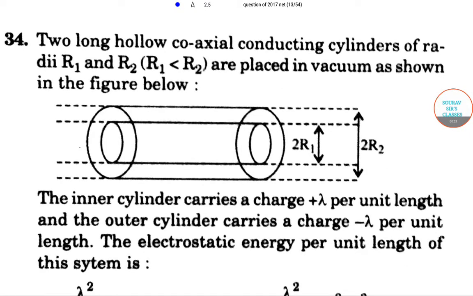Today I am talking about the 2017 June CSIR NET question paper. In this question, two long hollow coaxial conducting cylinders of radius R1 and R2 are placed in vacuum as shown in figure. Here R1 is less than R2.